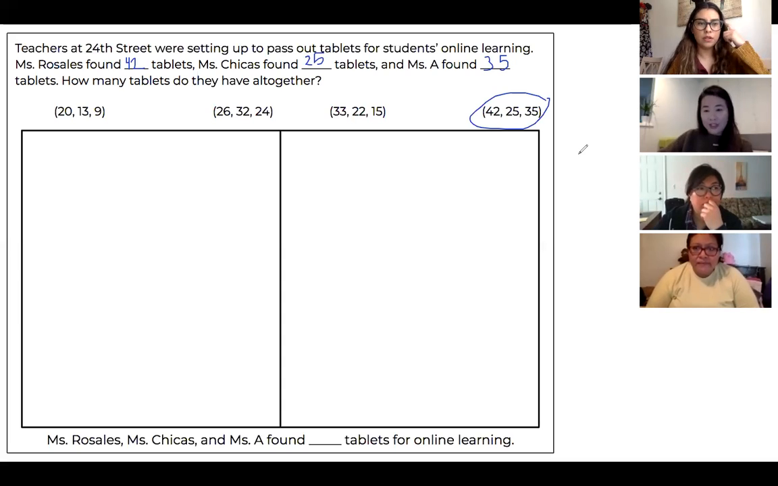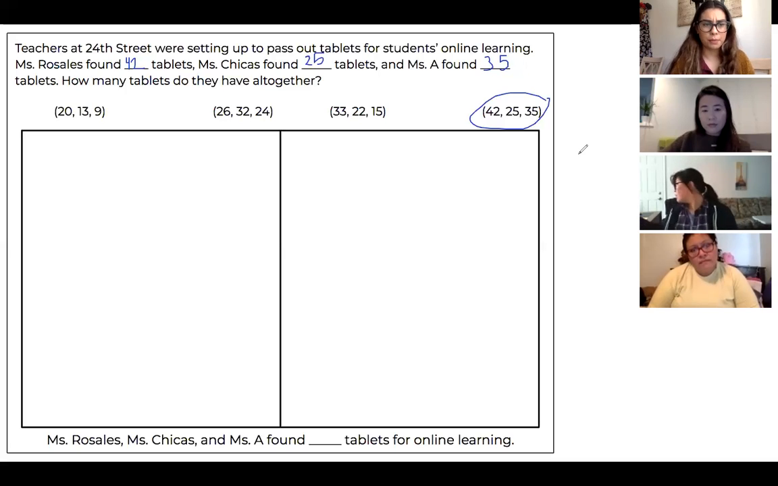Okay, so Ms. Rosales found 42 tablets, Ms. Chicas found 25 tablets, and Ms. Kim, what does the 35 represent? The 35 represents the number of tablets that Miss A found. Okay, so then Miss A found 35 tablets. So now what are we trying to figure out? I'm going to read it one more time, and I want you, boys and girls, friends at home, to think about what we are trying to figure out in this problem.